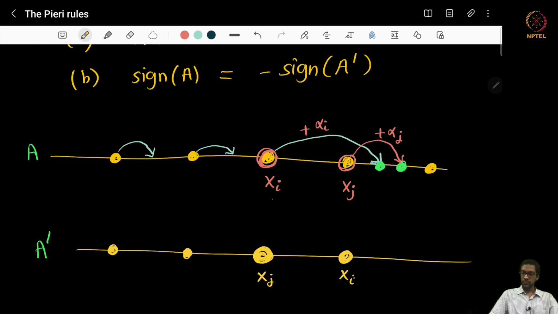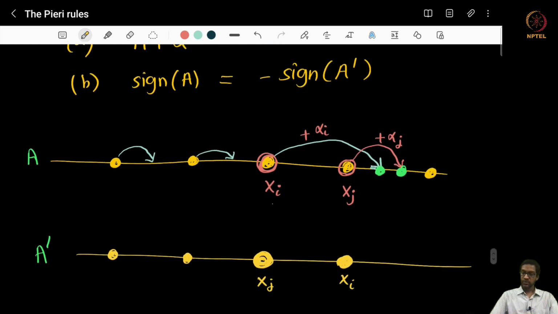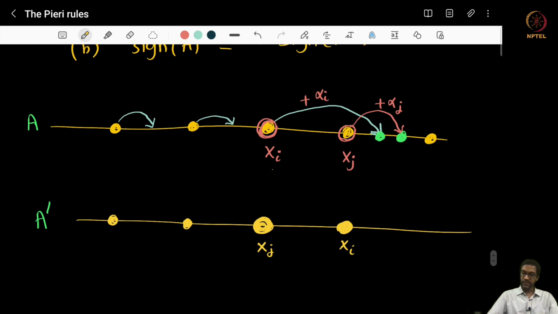Okay. Now what else do I need? I need my new positions. Remember, the final positions a plus alpha and a prime plus alpha prime have to be the same. So after I move them, I should get the same answer. Okay. So how will I ensure that? All the others are the same, by the way, so I don't change any of the other beads. I keep all the rest the same. Only these two I interchange.